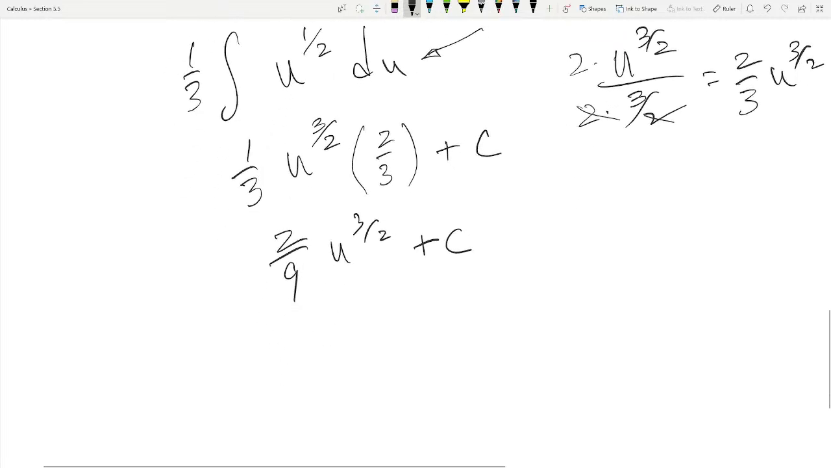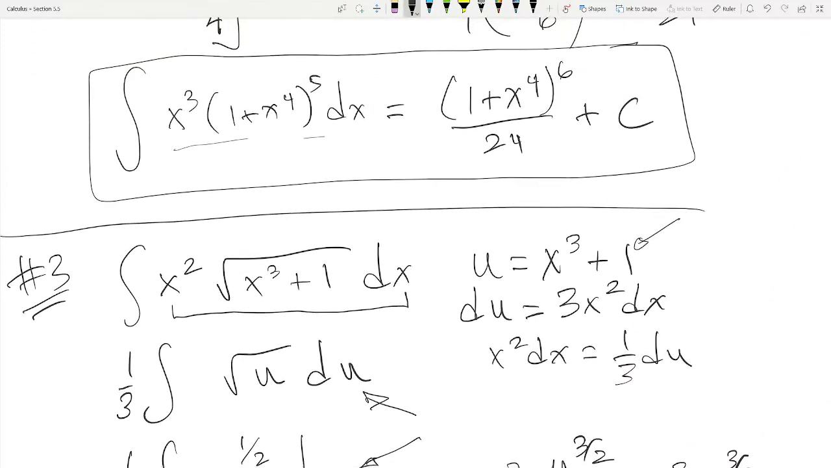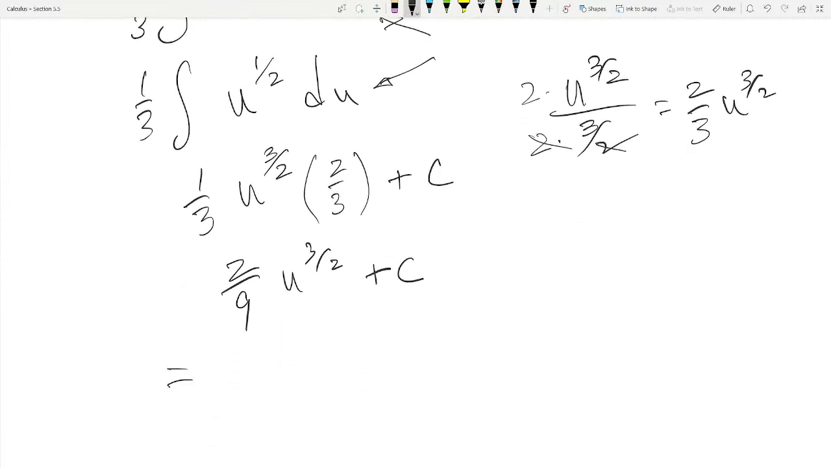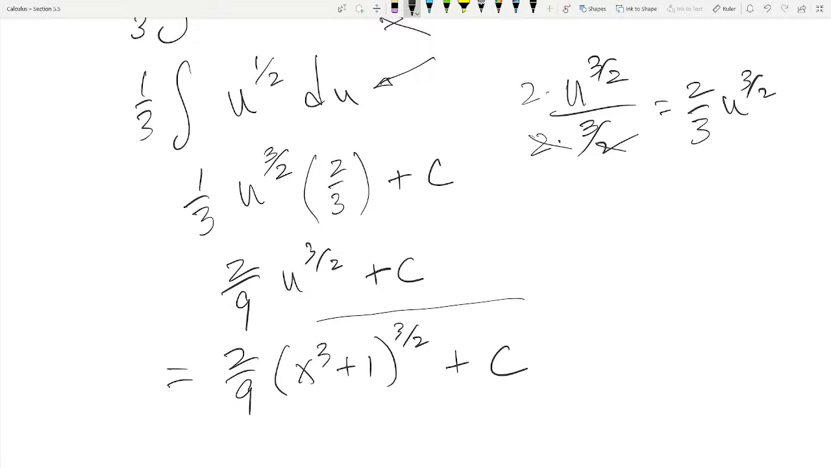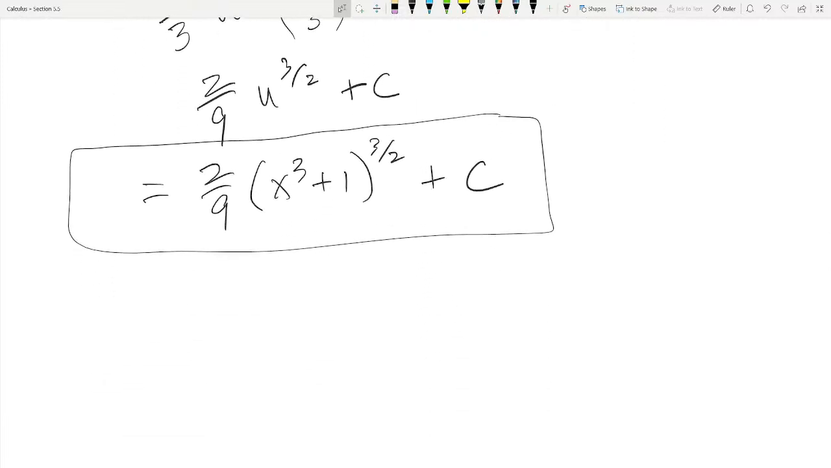Then, of course, we have to put things back the way we found them. u is x cubed plus 1, so let's put that back in. This is 2/9 (x cubed plus 1) to the 3/2 plus c. That is the answer. And I also recommend that you take the derivative of that and see if you get back to the original answer. You will. Okay, number 4.